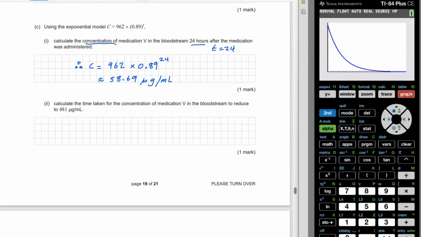So much better. Now go second function calc. Go value, and then when we go 24 this time, we should get the 58.69. So that's another way of doing it. It's only 1 mark, so that would be fine.